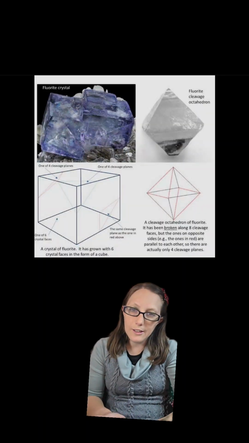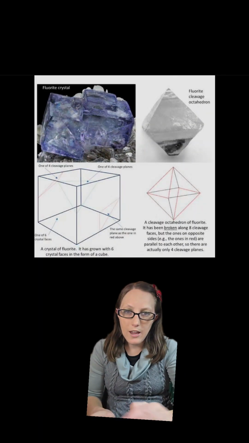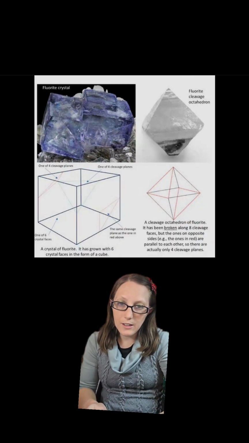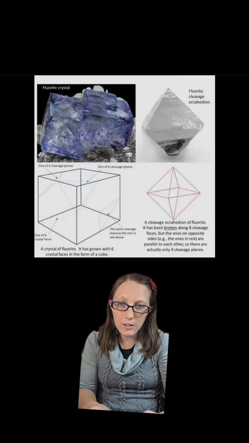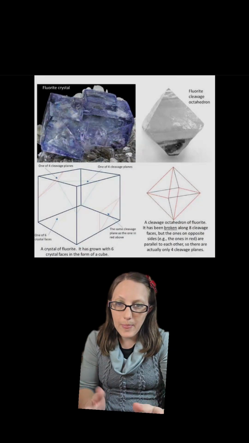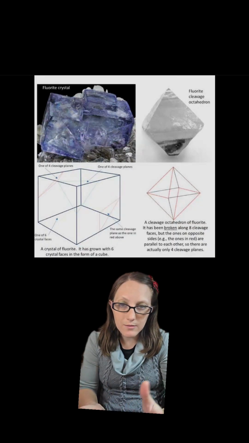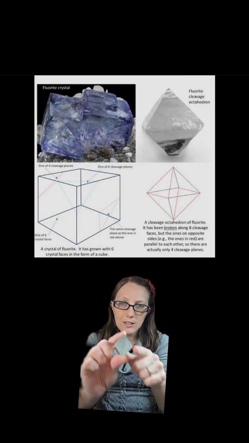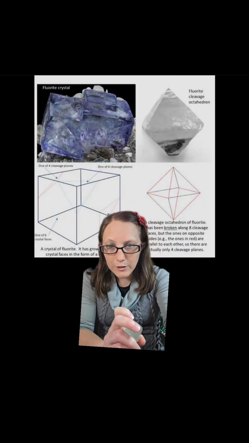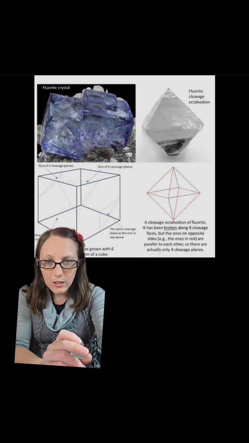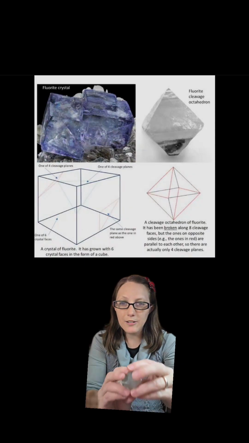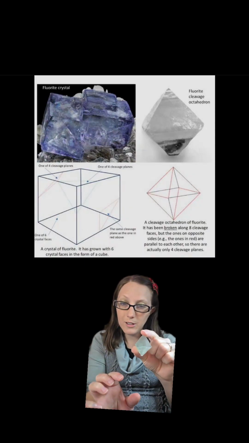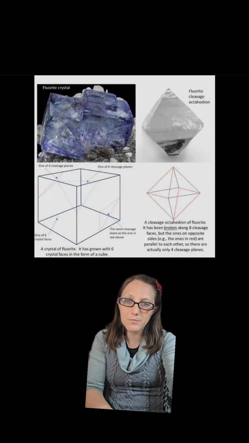And hopefully this little diagram here can kind of explain how that cleavage works. So basically you have your cubic fluorite. It's got 6 crystal faces, and then the corners here essentially cleave off and turn it into the octahedron that we see fairly frequently.